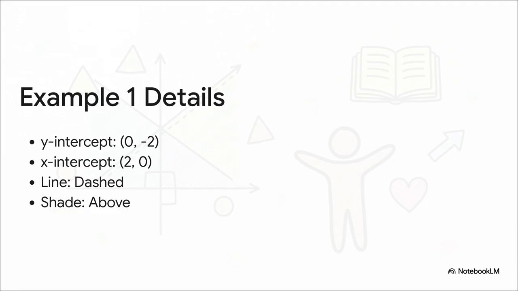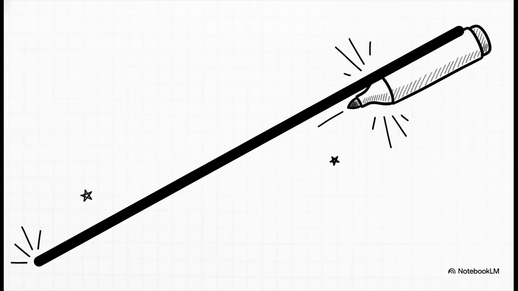Literally every single point in that shaded area makes this inequality completely true. Let's step it up for our second example and see what happens when we throw a less than or equal to symbol into the mix. The equation here is y is less than or equal to negative 2x plus 5.